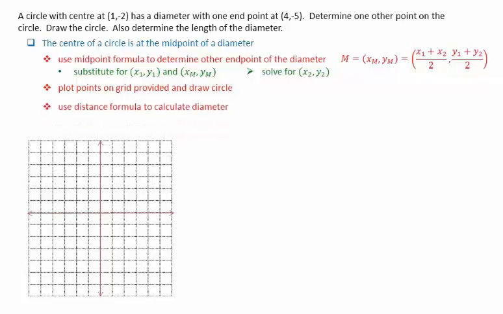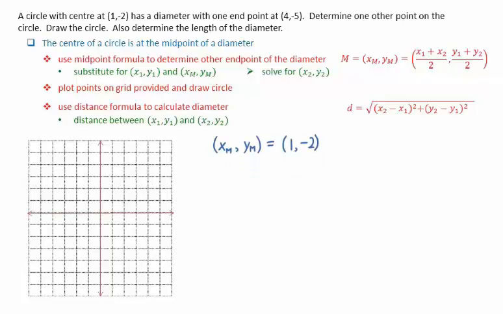And finally, use the distance formula to calculate the diameter. Here we want the distance between points (x1, y1) and (x2, y2), the endpoints of the diameter. For our question, the midpoint is given by (1, -2). Note this is the center of the circle. One of the endpoints is at (4, -5).